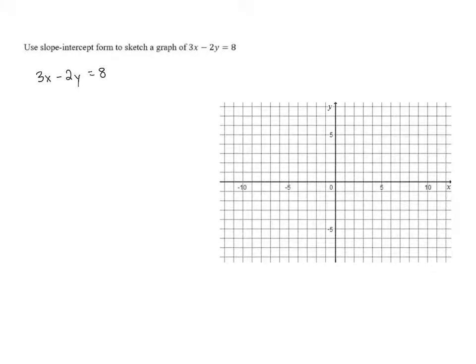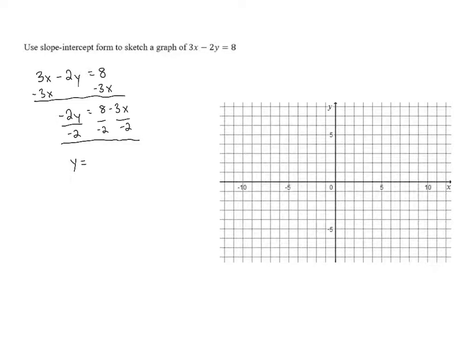To start, we need to subtract 3x on both sides. This leaves us with negative 2y on the left, and then 8 minus 3x on the right. Then to get y alone, we have to divide by negative 2. That means we're going to have to divide all of the terms by negative 2.